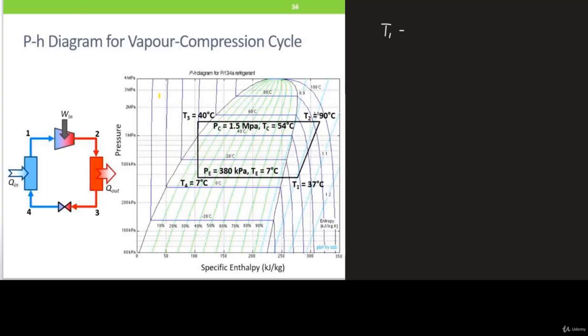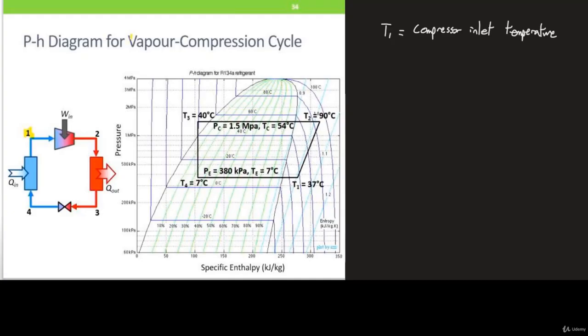So T1 is the temperature at point 1. And what is point 1? Point 1 is your compressor inlet. So to describe this temperature in words, it will be the compressor inlet temperature.